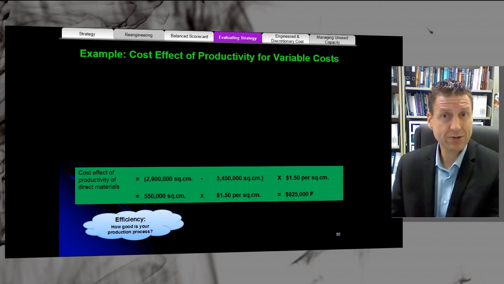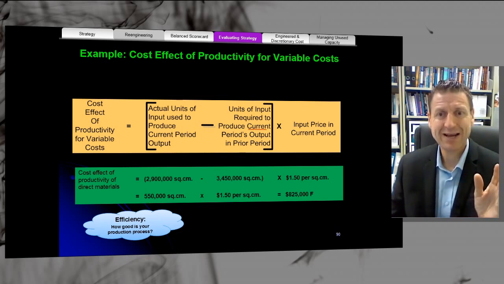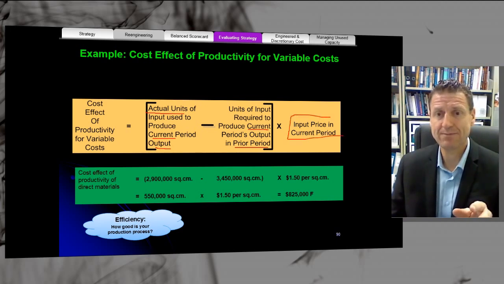Now we're working with 2013, and that is the units of input required to produce the current output in the prior period. We're going to take that off the actual units of input used to produce the current period output, and we're going to multiply that by the input price in the current period. So we have our input price of $1.50. That doesn't change. We're keeping that constant.